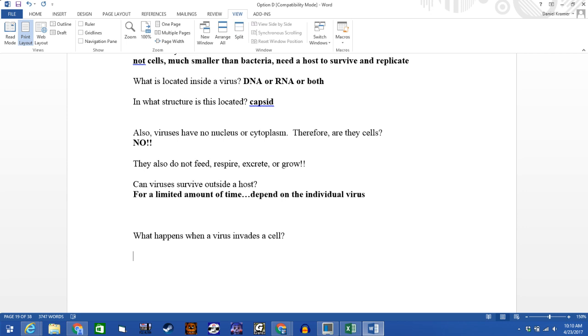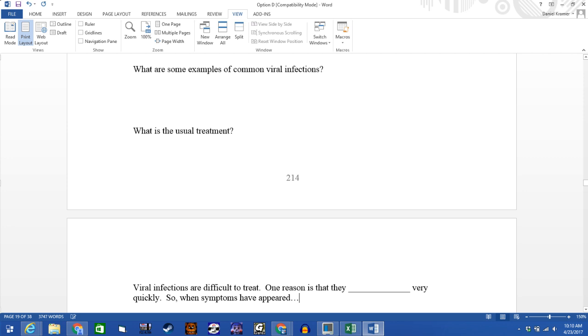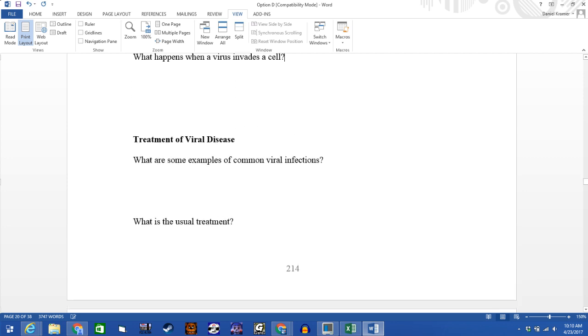So what happens when a virus invades a cell? This is the nasty, nasty part.